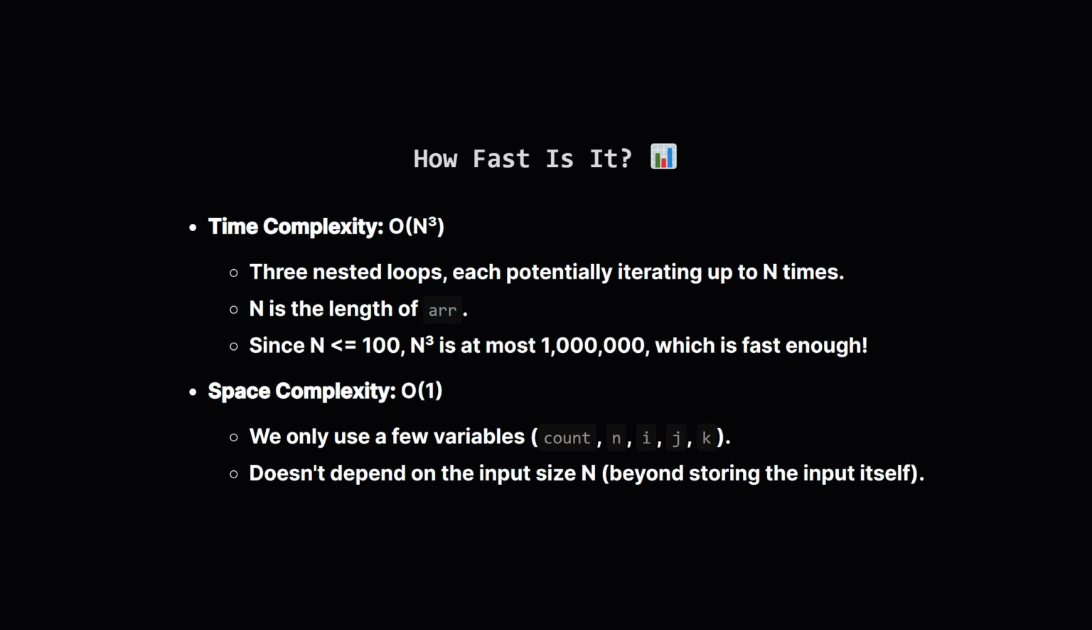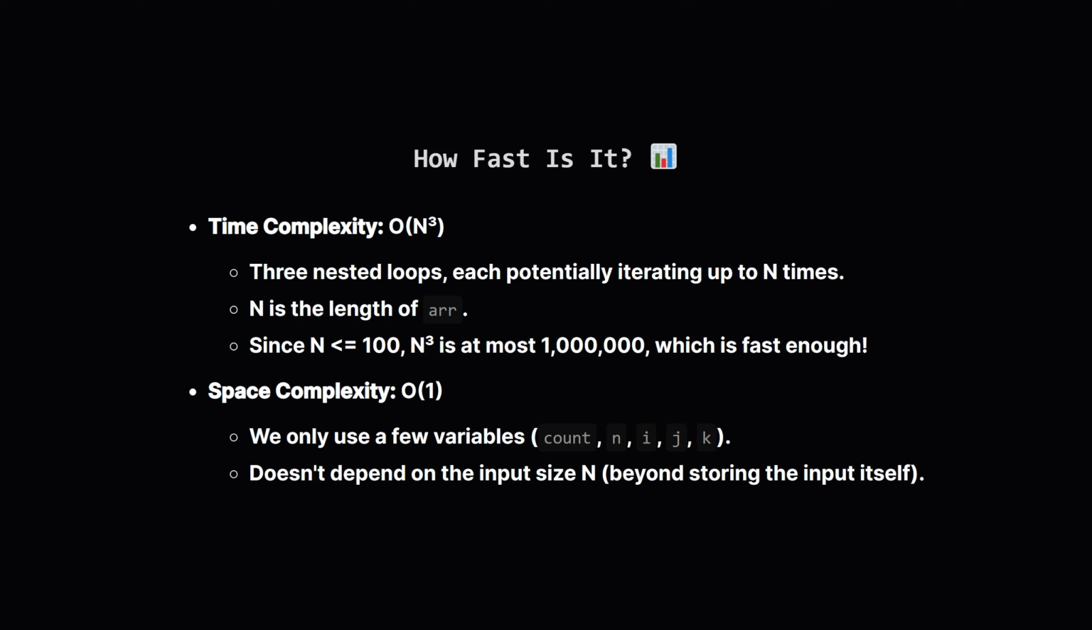So how efficient is this three-loop solution? We measure efficiency using big O notation. For time complexity, since we have three loops nested inside each other, and in the worst case each loop might run roughly n times, where n is the length of the input list, the time complexity is big O of n cubed. Now n cubed can sound scary, but remember the problem constraints. N is at most 100. 100 cubed is only 1 million. Modern computers can do way more operations than that per second, so O of n cubed is perfectly acceptable and will pass the time limits for this problem.